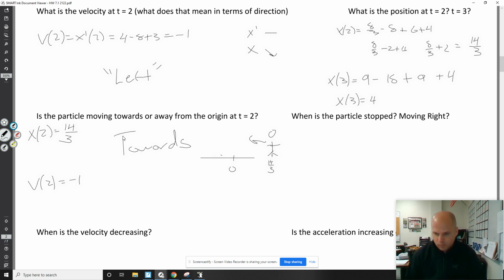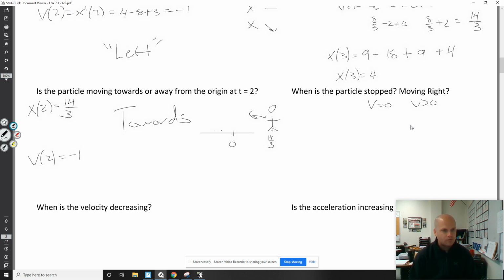When is the particle stopped? When is it moving right? All right, that's when I'm examining velocity. When is it 0? When is it positive? I need a sign analysis of velocity. How do I do a sign analysis of velocity?